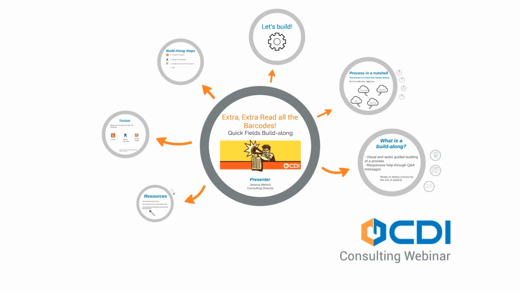And this edition is going to be a build along, and we'll be walking through an entire configuration process. So today's content will be helpful to anyone who's looking to review the basics of setting up a quick field session, as well as someone who's really just looking to use quick fields to process barcodes. It might be a new area or something you're looking to add to your quick fields tool set.